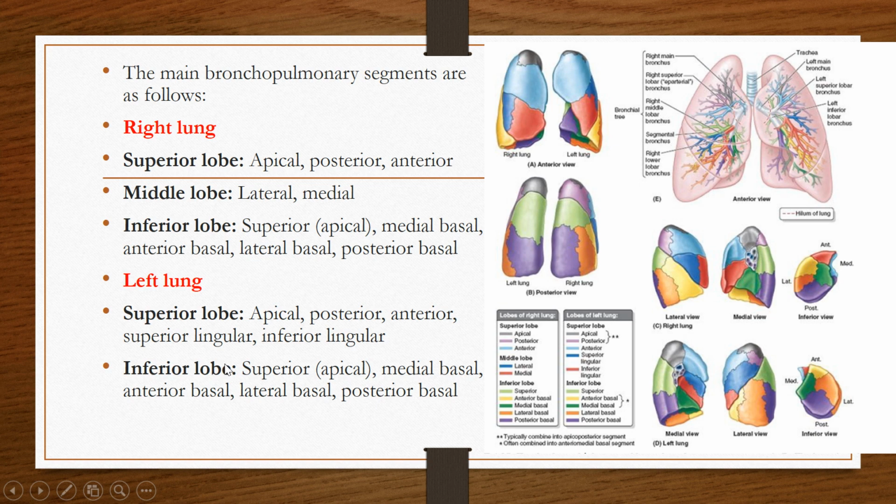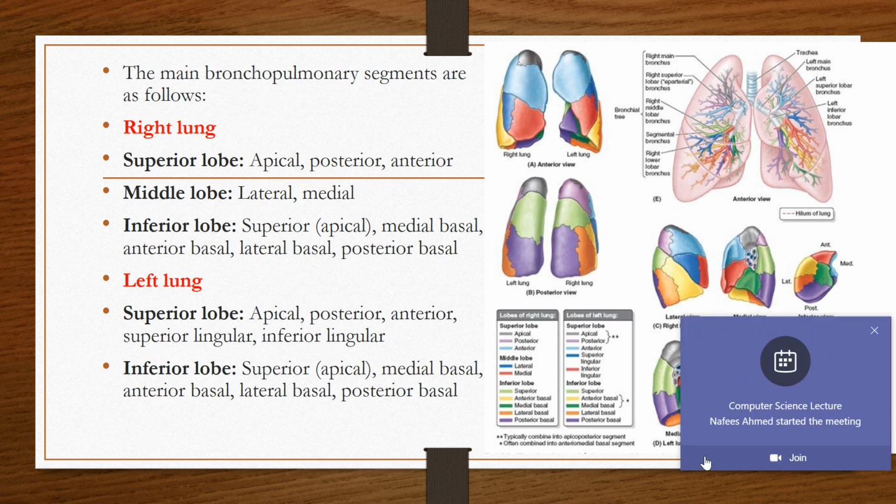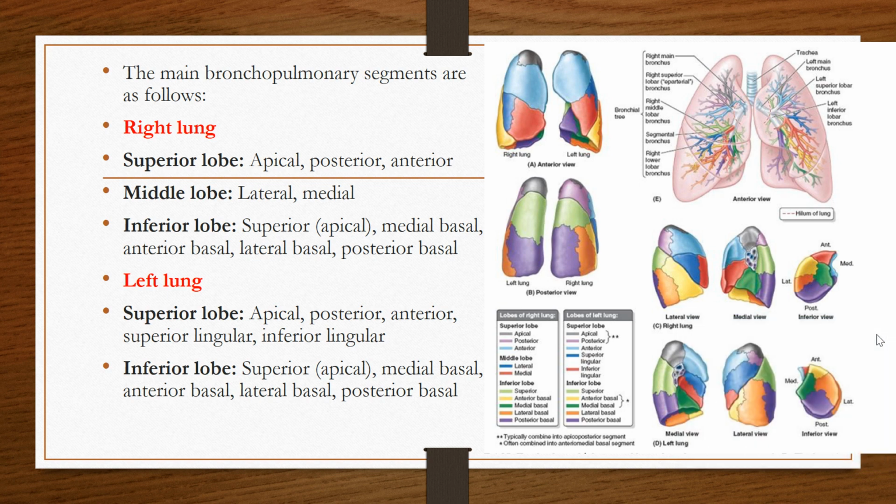Okay, these segments are numbered 1, 2, 3, 4, 5 like this in surgery, because if there is carcinoma or any other problem present in bronchopulmonary segment number 2, they will resect segment number 2, or in 3 they will resect segment number 3. Like this, they will resect the particular numbered segment. But in anatomy we do not learn these numbers, we learn only the names. So these are the names which are written here.